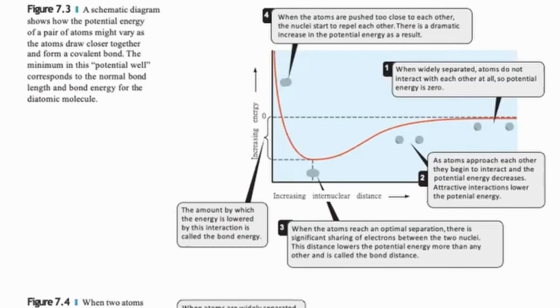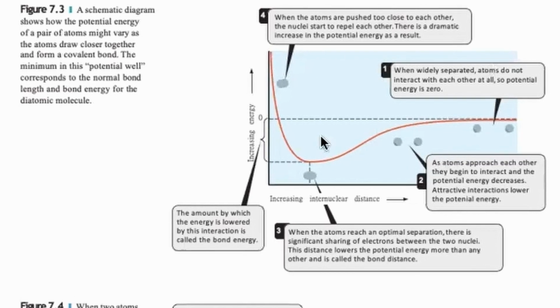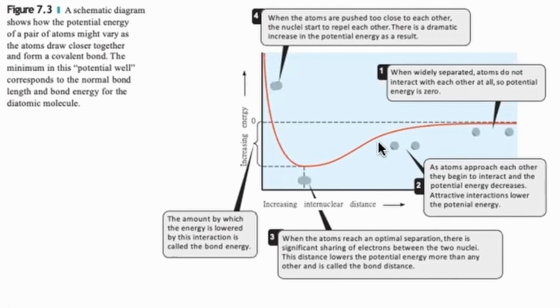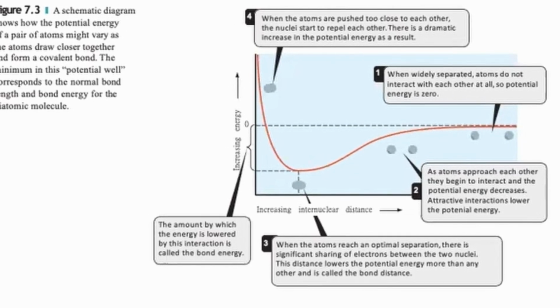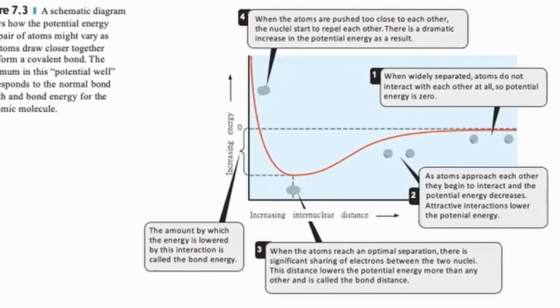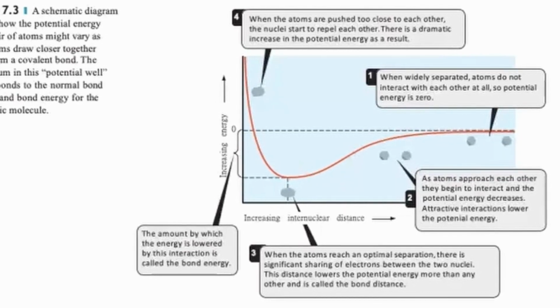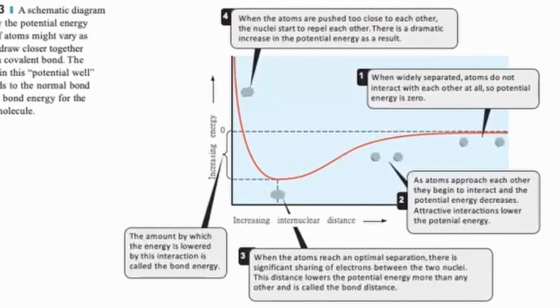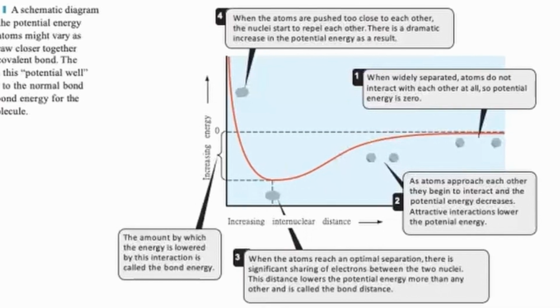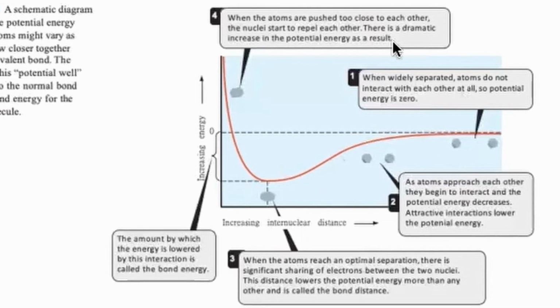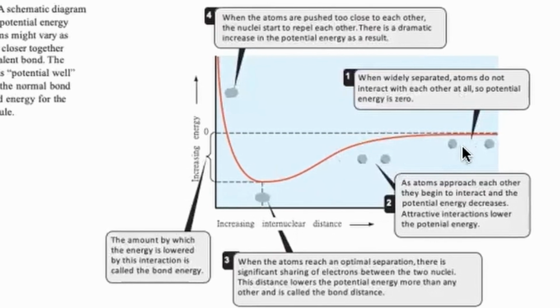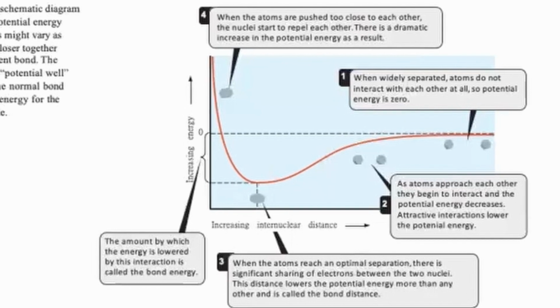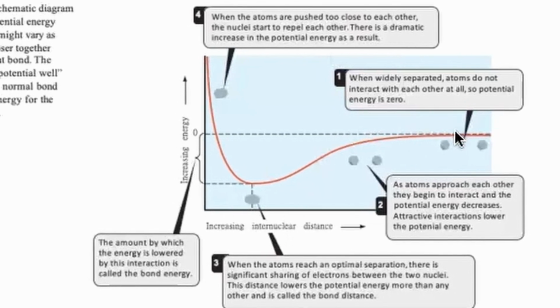If the atoms are significantly far apart, they won't exert a discernible force on one another. So here you can see the diagram showing how the potential energy of a pair of atoms might vary as the atoms draw closer together and form a covalent bond. The minimum in this potential well corresponds to the normal bond length and the bond energy for a diatomic molecule. When the atoms are widely separated, they do not interact with each other at all, so the potential energy is closer to 0.